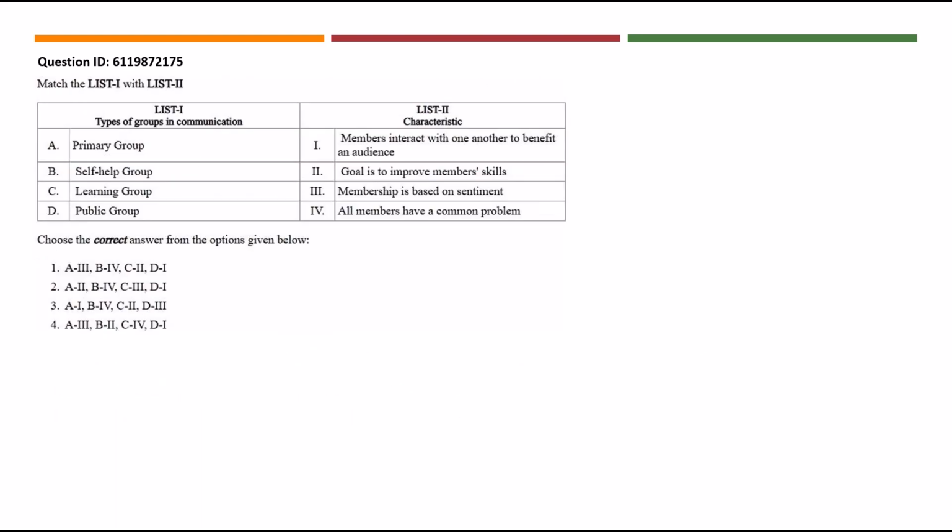Next question, match list 1 with list 2. Types of groups in communication are given in list 1. Characteristics are given in list 2. We have primary group, self-help group, learning group and public group. Just look at the characteristics. Members interact with one another to benefit an audience. Goal is to improve member skills. Membership is based on sentiment. All members have a common problem.